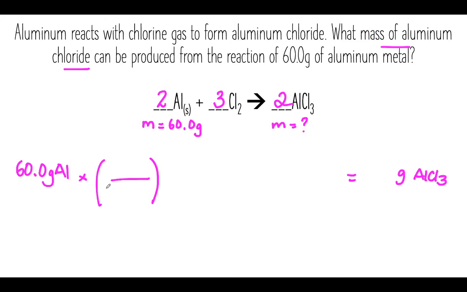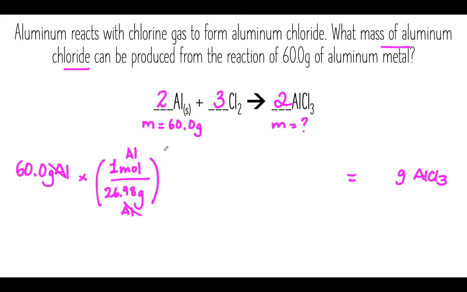So when I'm using the molar mass, I can use that to cancel out the grams. So 26.98 grams of aluminum in every 1 mole of aluminum. So what I've done now is converted this into moles of aluminum.